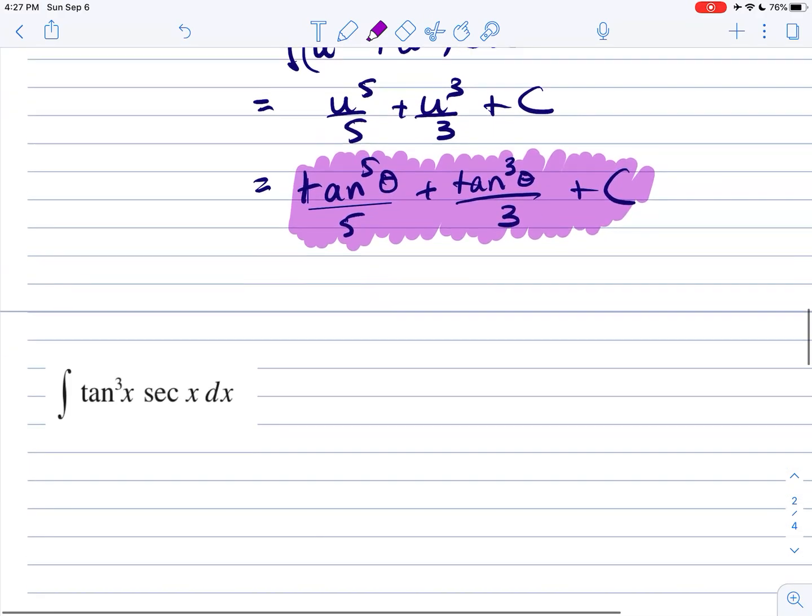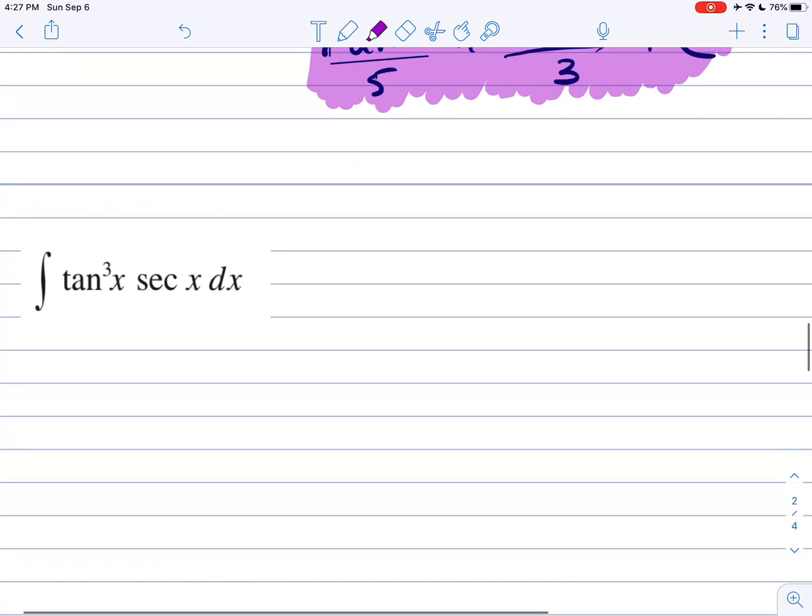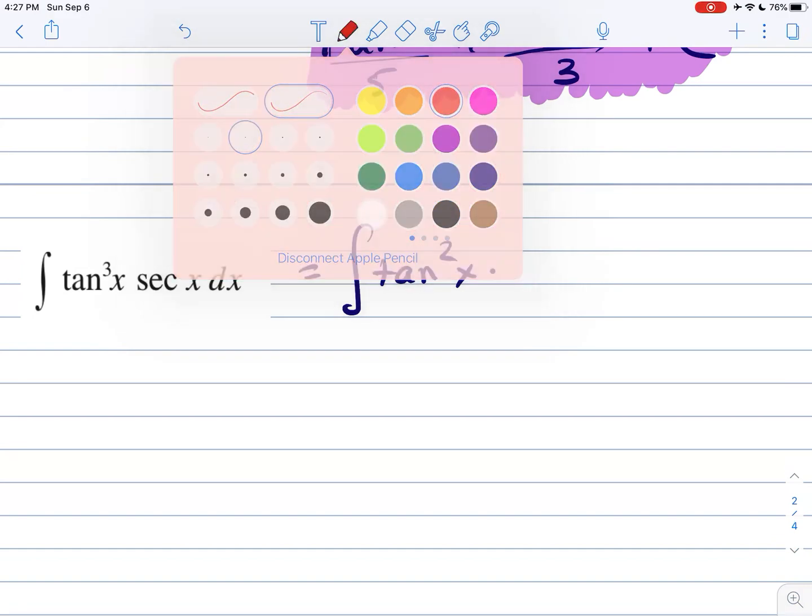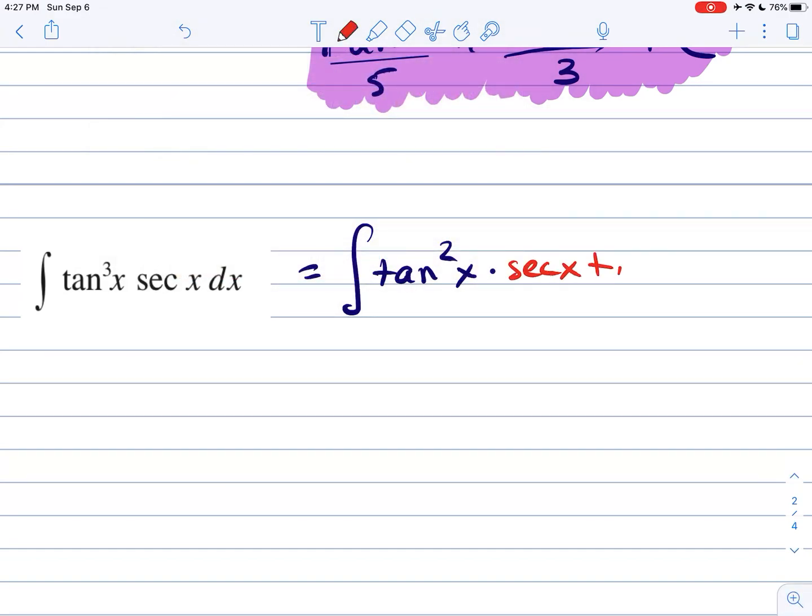All right, one more example. Here we have the integral of tangent cubed x secant x dx. I see that tangent is odd, so I'm going to split off a secant tangent. If I split off a secant tangent, I end up with tangent squared of x times secant x tangent x dx, and that's part of my du.